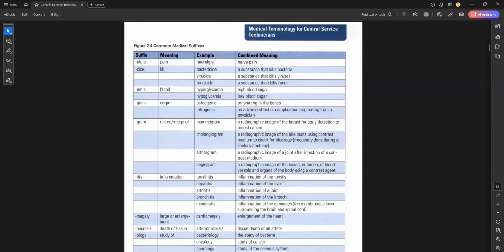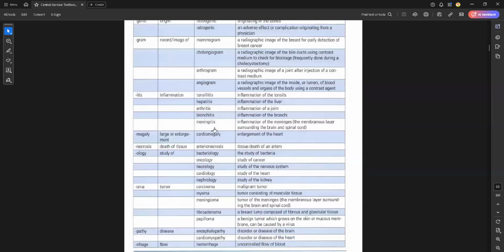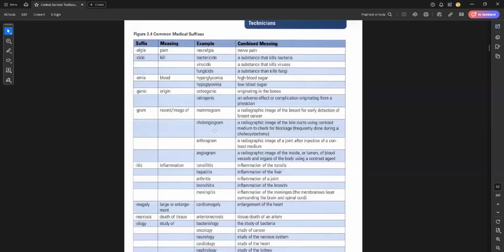Okay, now 2.4, common medical suffixes. This is where we have a lot of examples. As you can see, algia, pain; neuralgia, nerve pain. Then cide: in Ghana we have weedicide, herbicide, insecticide. Anything that is cide is to kill. Bactericide, you see, a substance that kills bacteria. So I'm giving a lot of examples: herbicide, insecticides, weedicides.